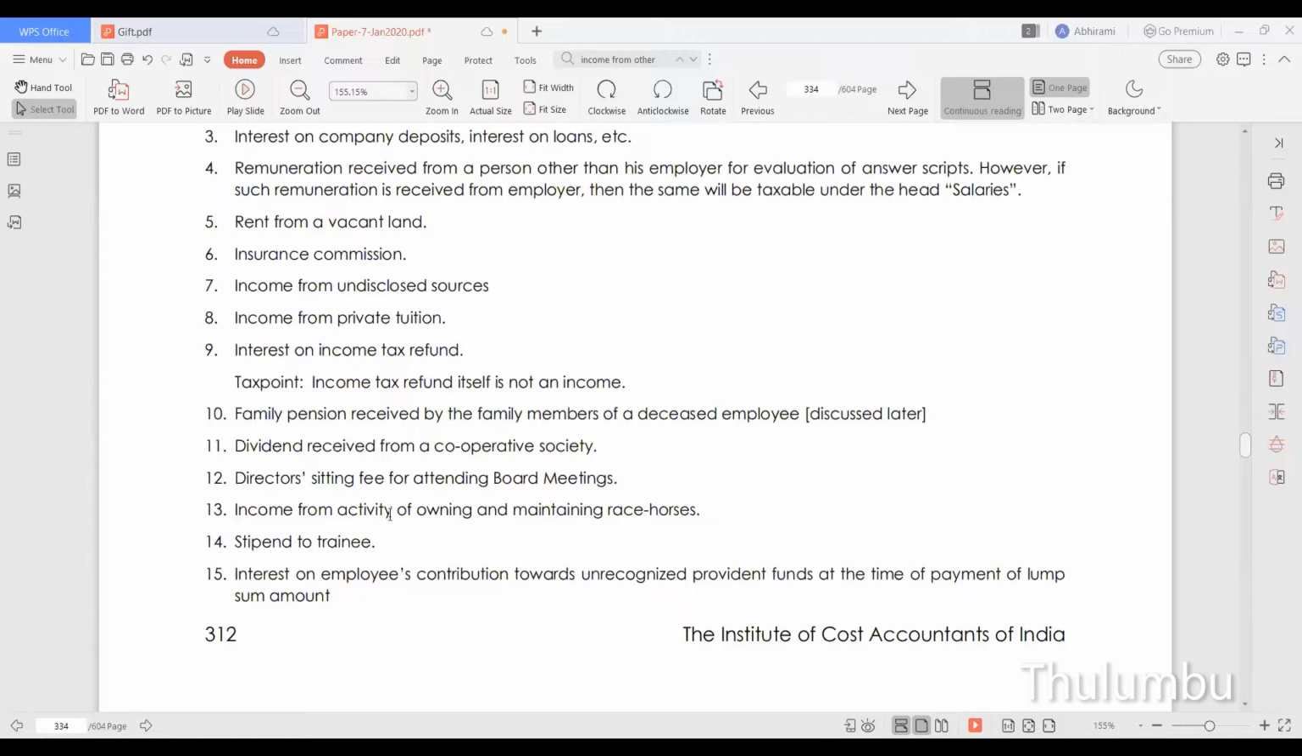And the last is interest on employees' contribution towards unrecognized provident fund at the time of lump sum amount. So இது salary chapter ஓட combine ஆனது. So employee contribution on unrecognized provident fund அதுல இருந்து வர interest is taxable as income from other sources. So இது எல்லாம் உங்களுக்கு எக்ஸாம்ல எப்படி கொடுப்பாங்கன்னா they can give you any of this like இந்த மாதிரி ஏதாவது ஒரு ஐட்டம் கொடுத்துட்டு whether income from other sourceல tax ஆகுமா இல்லையான்னு கேட்குற மாதிரி இருக்கும். So these 15 items are important.